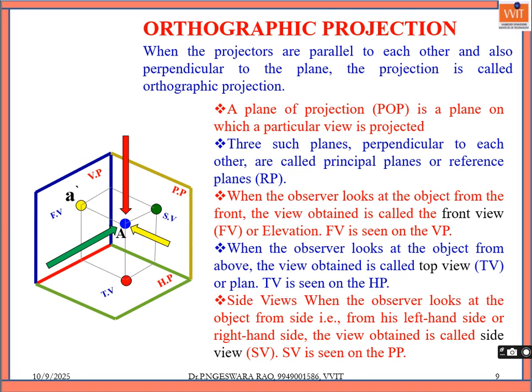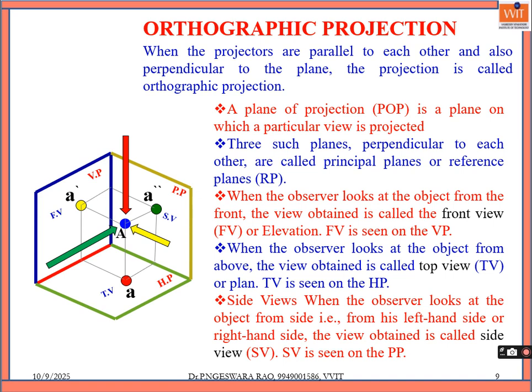Next, the top view image name must be only small a. Whereas the side view, whether it is the left side view or right side view, will be a double dash, because it is exactly the side of the front view. Hence, the front view name is a dash, the top view is a, and the side view is a double dash, because the object is capital A.